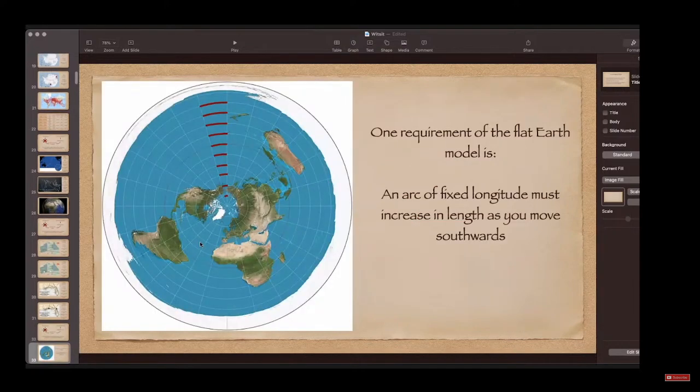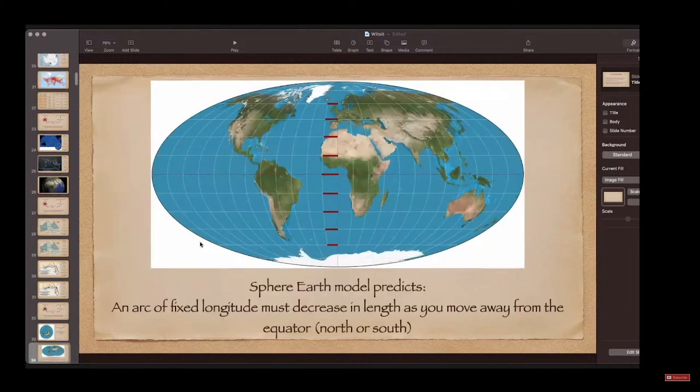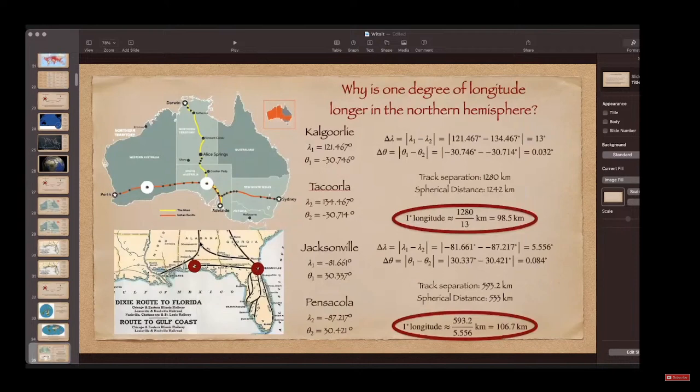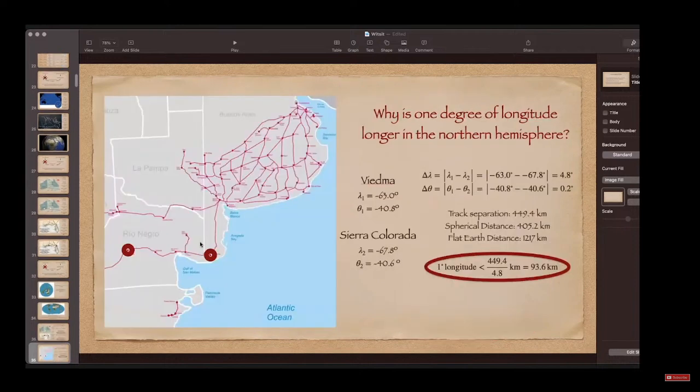We can now check the geometry. Flat Earth suggests that distance between longitudes should increase with distance south. It doesn't. We can show that here, but we can also go to Argentina and see that the track length in Argentina is even shorter than the Northern Hemisphere track length.